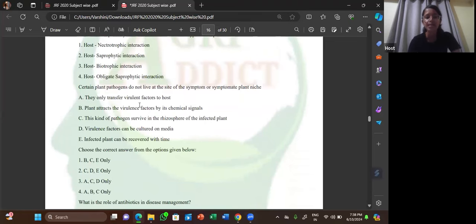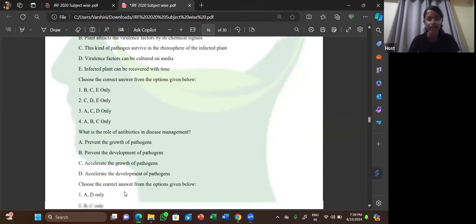Yeah. Here is a question on certain pathogens which don't live at the site of infection, because they only transfer the virulent factor and they are attracted by the resistant host because of the chemical signals. And sometimes, for example, Fusarium, which lives in the roots or rhizosphere region of the soil. That's why A, B, C or the fourth option is the right option.